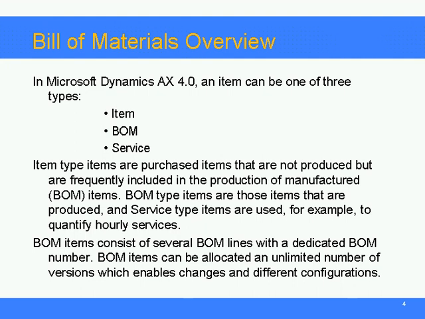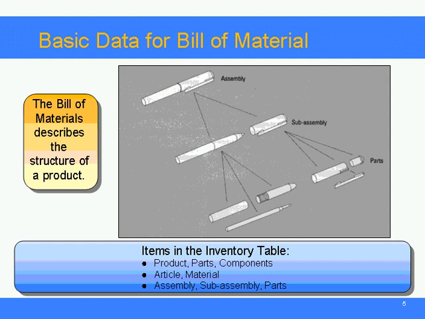BOM items consist of several BOM lines with a dedicated BOM number. BOM items can be allocated an unlimited number of versions, which enables changes in different configurations. Basic data for bill of materials. The bill of materials describes the structure of a product.